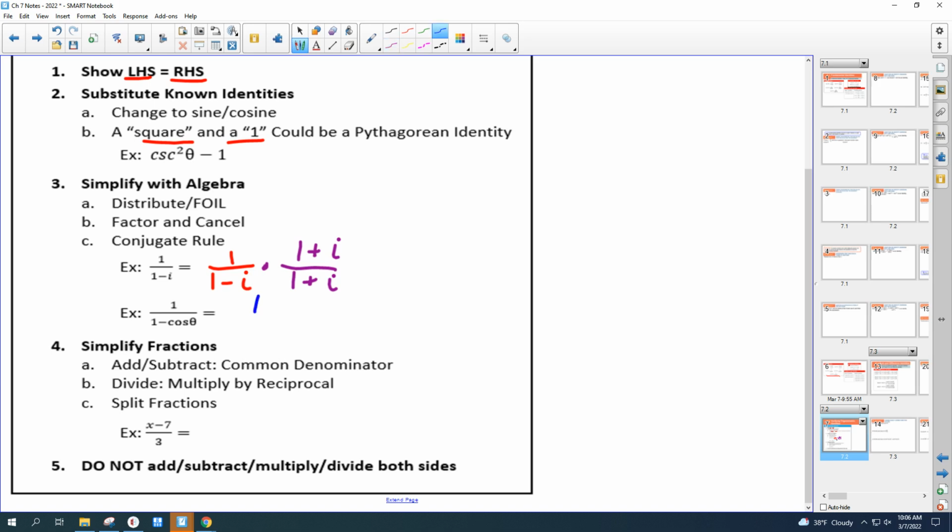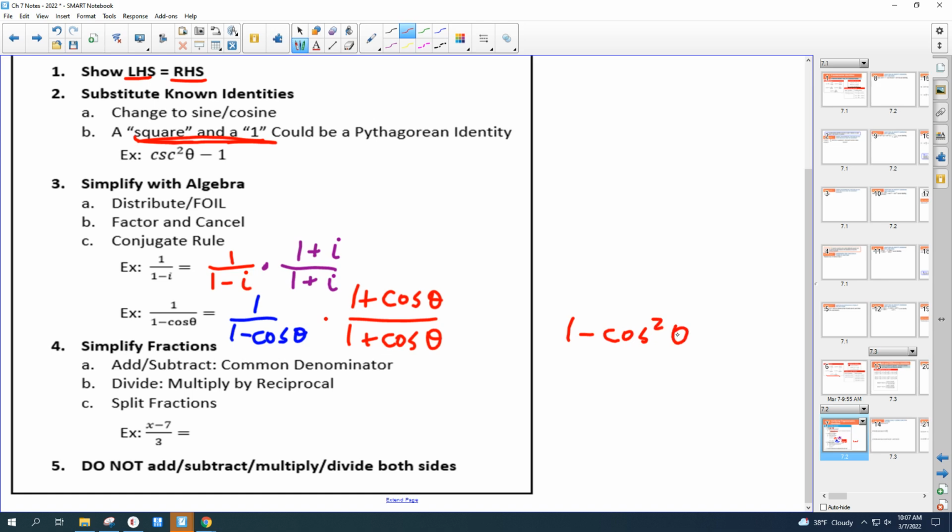When I see 1 over 1 minus cosine theta, I'm going to multiply by 1 plus cosine theta over 1 plus cosine theta. It's the same trick. It's the same kind of thing. Something nice is going to happen. Essentially, what's going to happen is it's going to turn us into a square and a 1. In this case, it's going to end up giving us 1 minus cosine squared theta, which we could do a substitution and call that sine squared theta. So something really nice is going to happen when you use that conjugate rule.